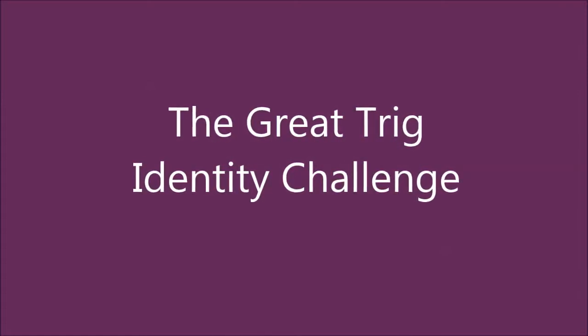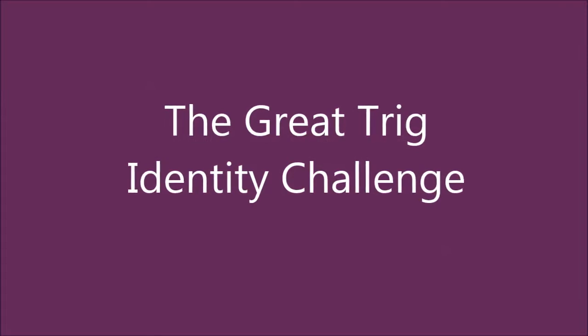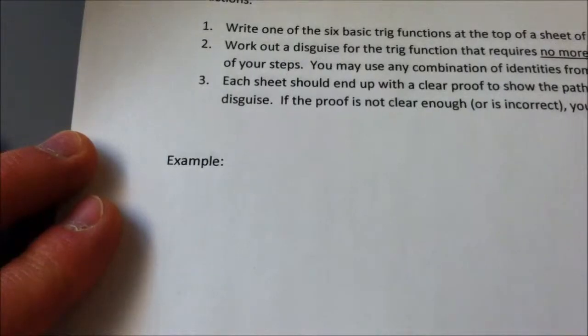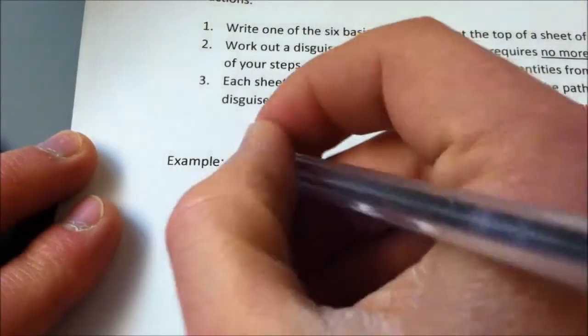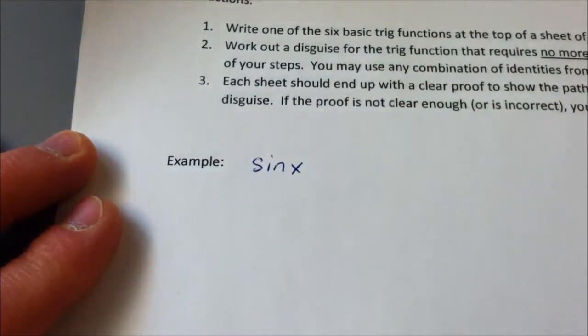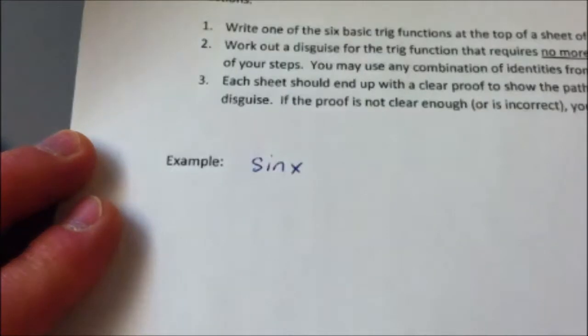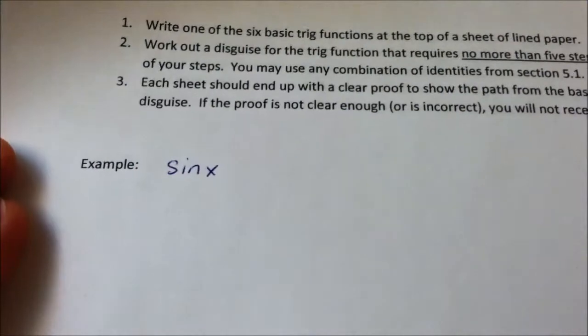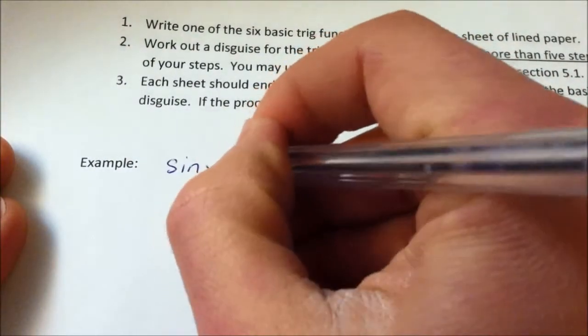So here's an example that you could use for the Great Trig Identity Challenge. This is my example. I'm going to start things off with sine of x. And now I need to come up with ways to disguise this function. So I'm going to basically write a proof with several steps here, no more than 5.